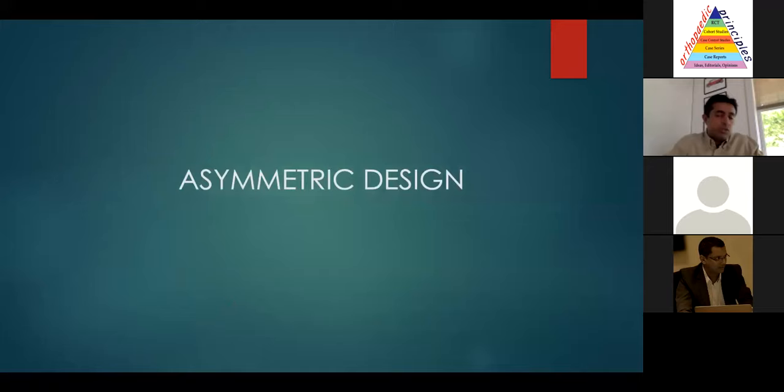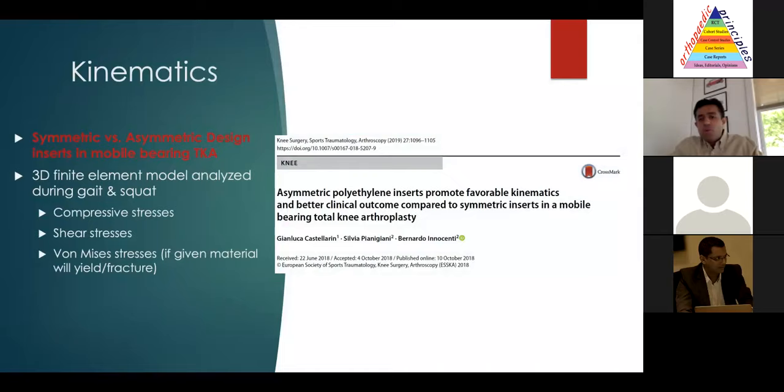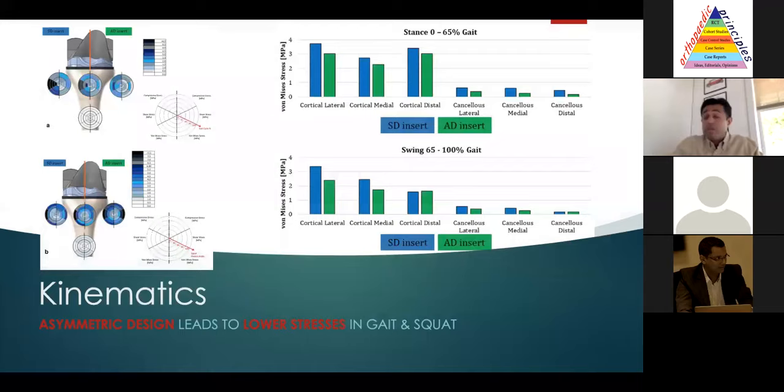So asymmetric designs, once again, have an asymmetric tibia or tibial component with an asymmetric polyethylene and sometimes an asymmetric distal femoral cut to keep the joint line in slight varus. So this was a group from Italy that looked at the symmetric versus asymmetric design in mobile bearing total knees. And they performed a three-dimensional finite analysis. And they looked at various things like stresses, compressive and shear, and also the yield and the fracture rate of these implants. And in this, they found that asymmetric designs seem to eventually create lower stresses in gait and squat. And that makes sense because our knee by itself is asymmetric.